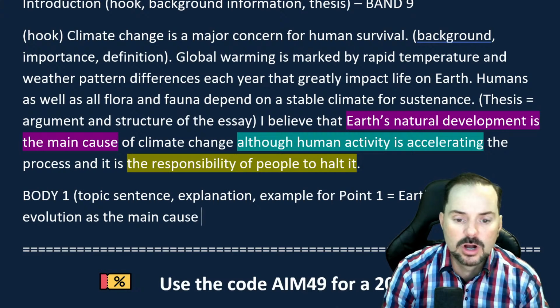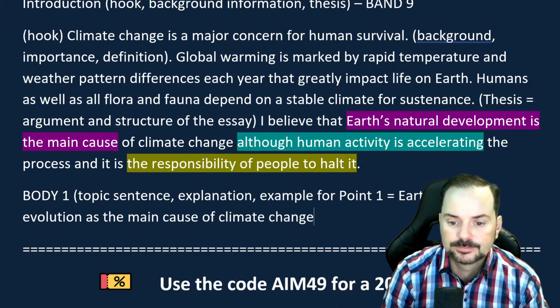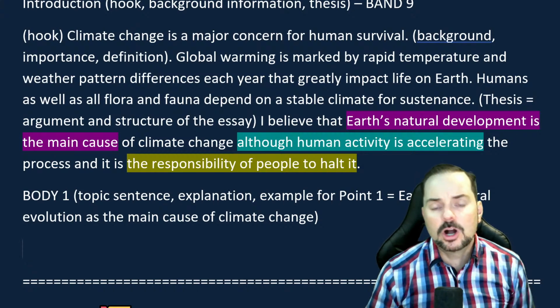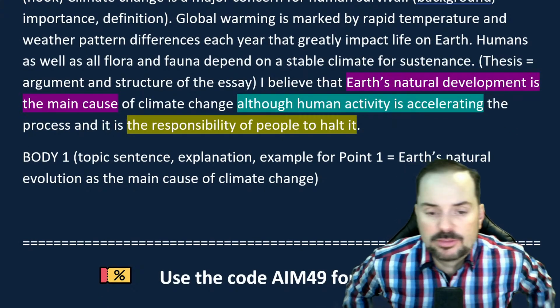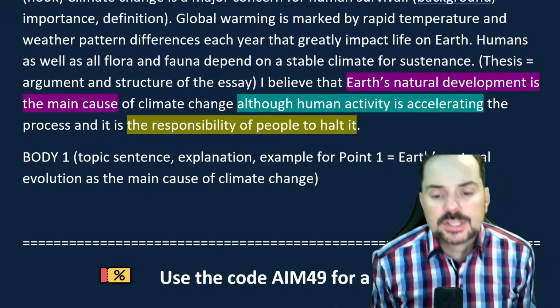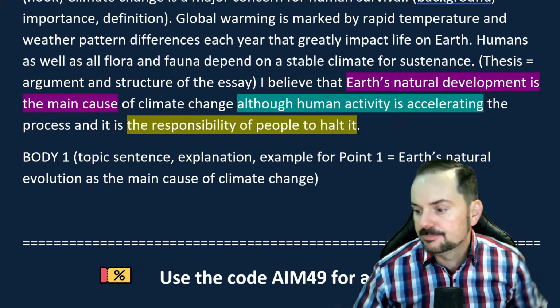As the main cause of climate change. Okay. So for my topic sentence, and keep writing here with me, members, I am paying attention. I'm just picking up speed so we can really get going on this essay now that we have clarity.